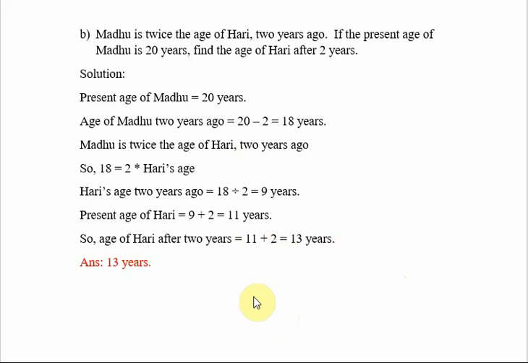Okay, so what will be your age after 2 years? If your age is 9 years now, your age will be 9 plus 2, 11 years. Likewise, Hari's age after 2 years is 13 years. Okay, so the age of Hari after 2 years will be 13 years.